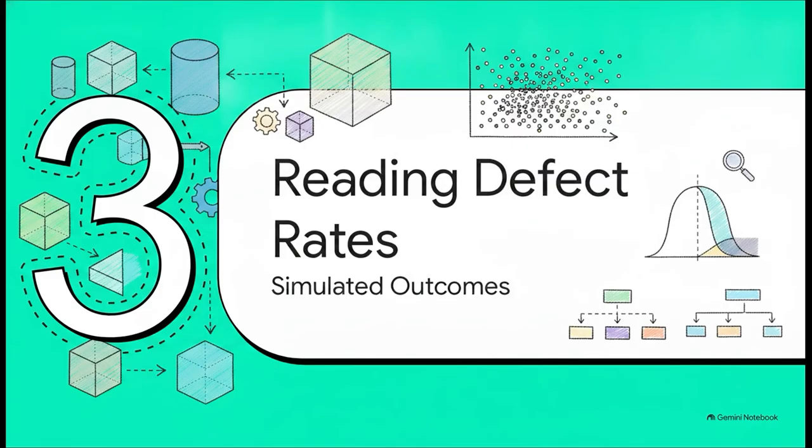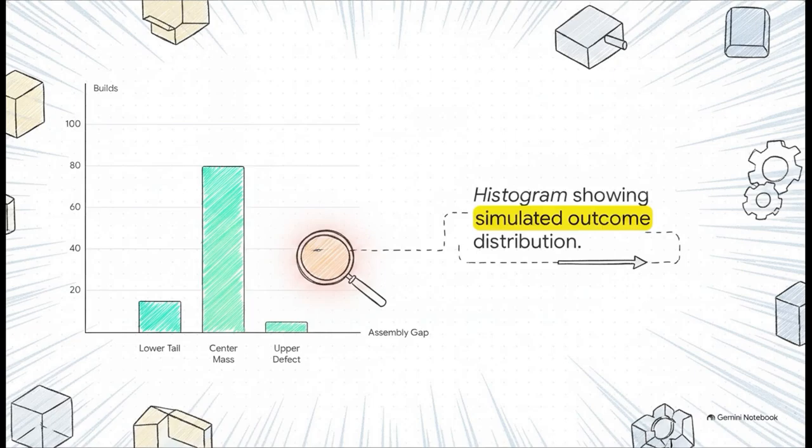Section 3. Reading statistical defect rates. Let's look at what the software actually tells us. Okay, so how do we actually interpret the output of those 10,000 virtual builds? Take a close look at this simulated outcome distribution. This is a classic Monte Carlo output histogram for our critical assembly gap. That big center mass right in the middle shows where the vast majority of our virtual builds landed.